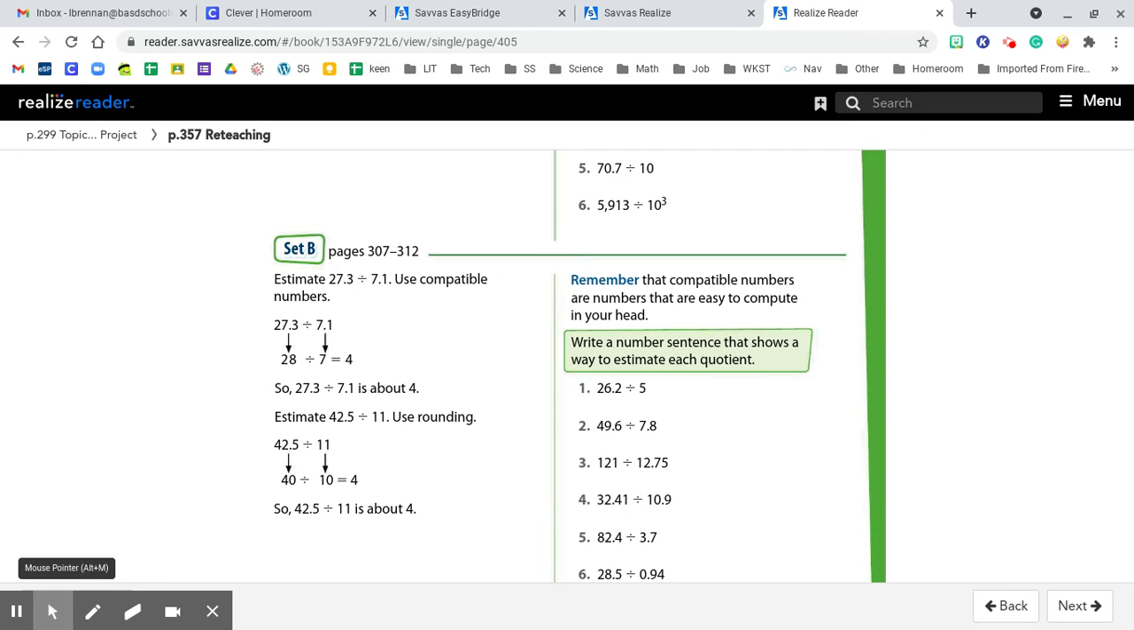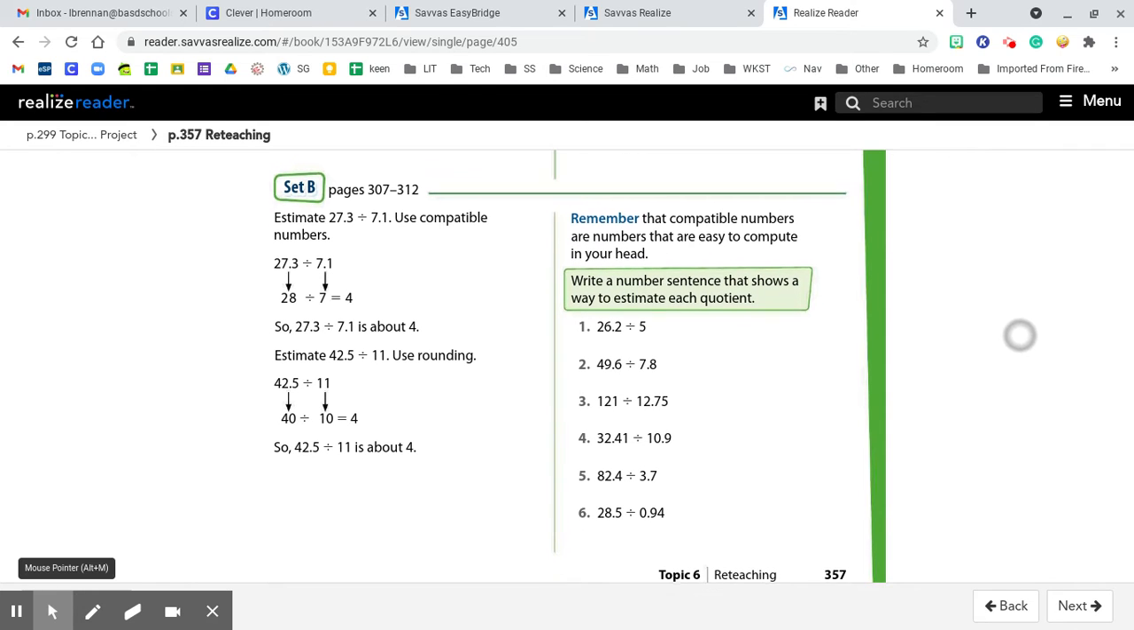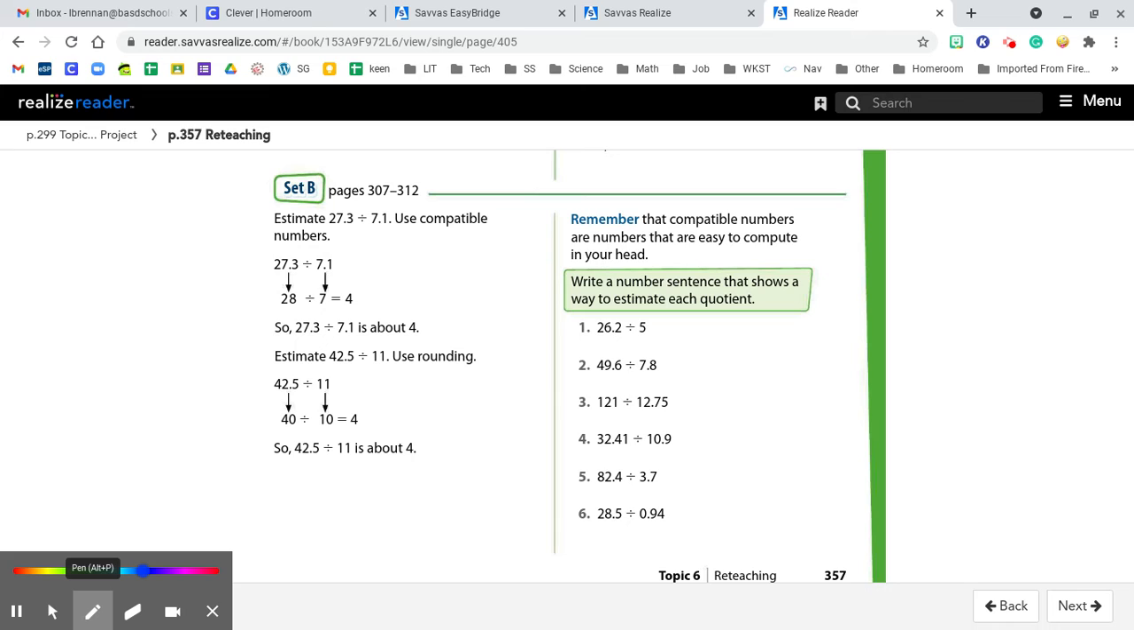Page 307 to 312, use compatible numbers. So we are dividing using compatible numbers here. And these are sample answers. Yours might be a little bit different, but I'd like to keep my divisor, make it a whole number, and keep that without moving it, and then look for a compatible number in my dividend.